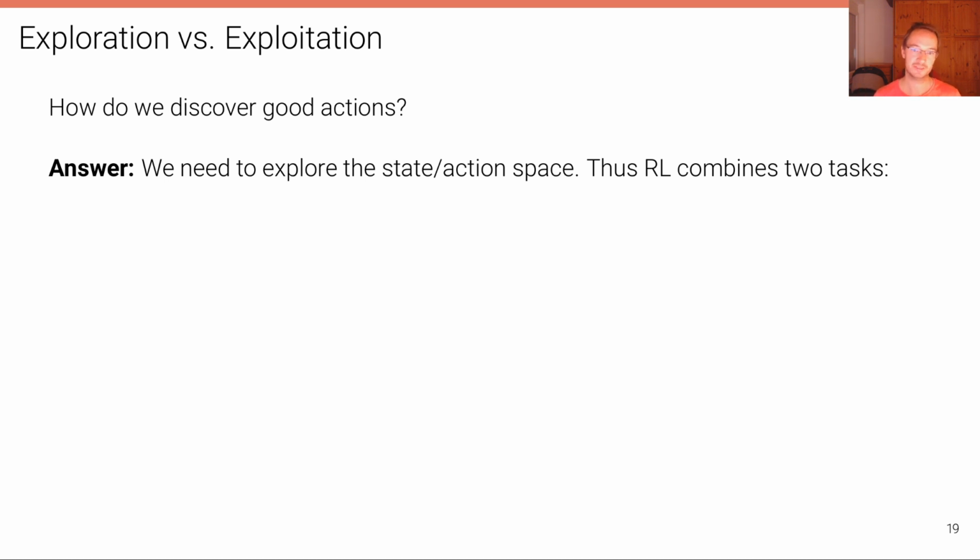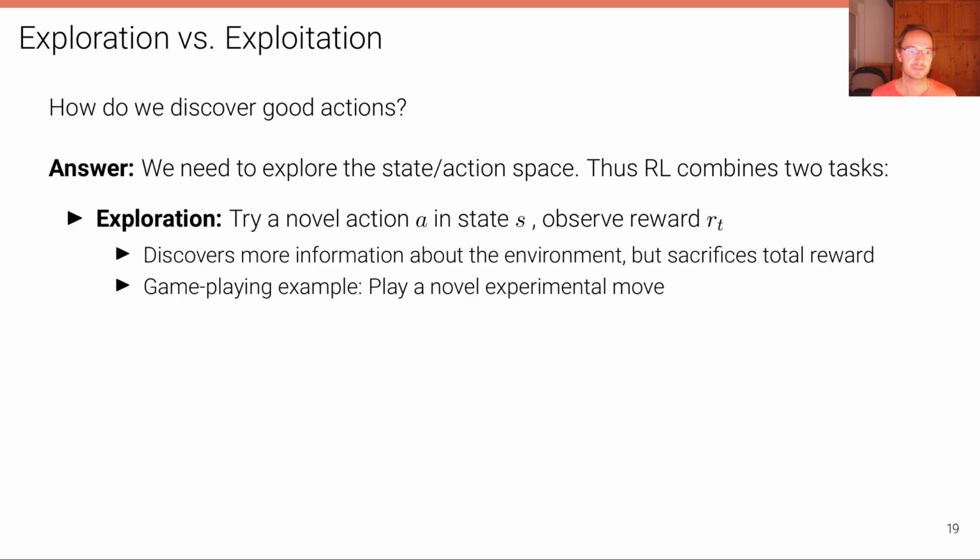Because we need to explore the state action space. We know nothing. We don't have an expert that we could try to imitate. We combine two tasks here. These are the two fundamental tasks of reinforcement learning. The first task is called exploration. The goal of exploration is to try a novel action A in a state S, and then we observe the reward R_t. We don't know if that action is a good one or a bad one, but we don't care. We just want to see what happens. That's why it's called exploration.